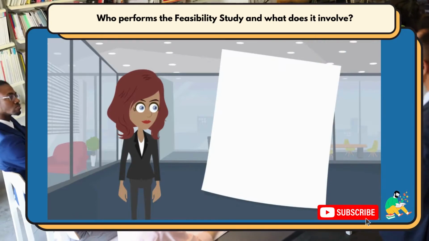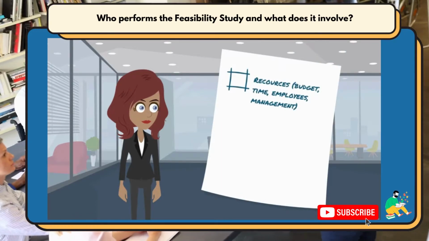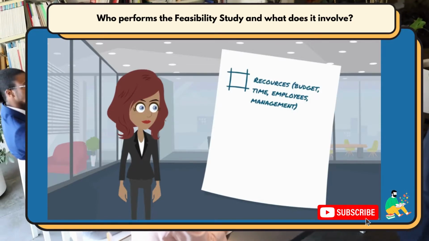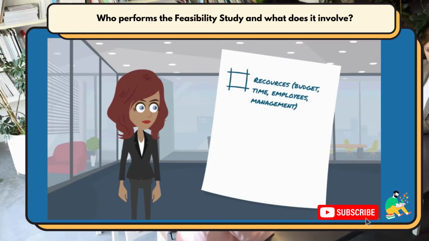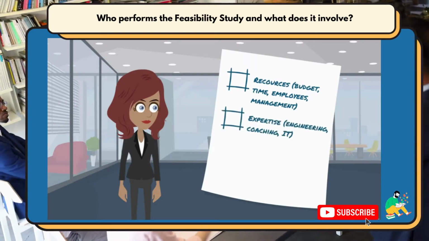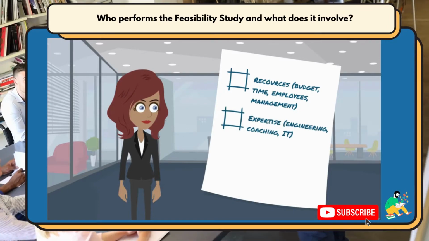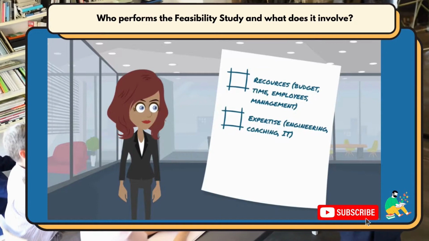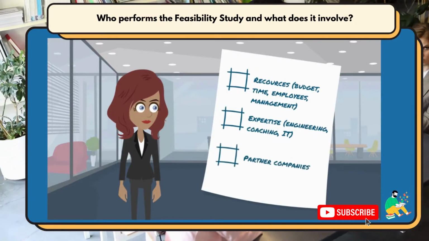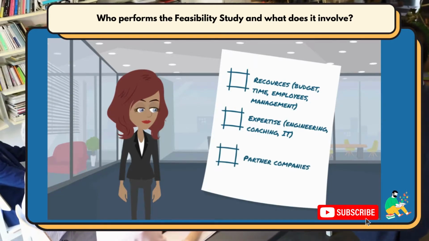For now though, the project sponsor must ask, can the organisation provide the needed budget, time, employees and management attention so the project can be executed? Do they possess the needed expertise, for example engineering, coaching, project management, IT, and so on? Or do partner companies need to be involved? If so, which ones, and how best to procure them?